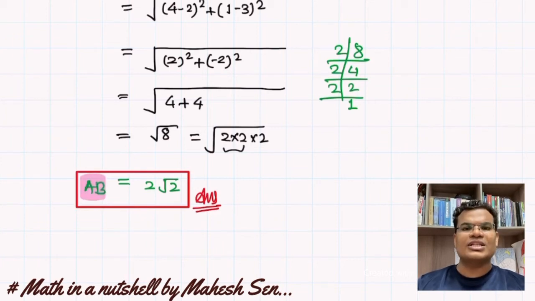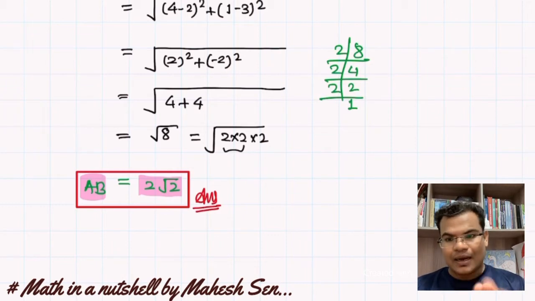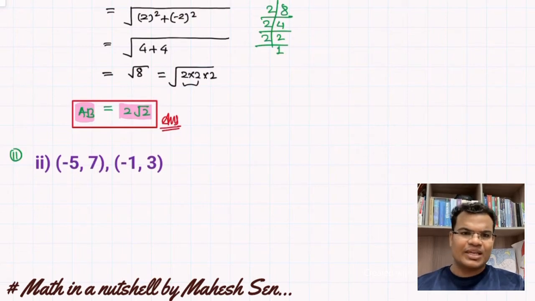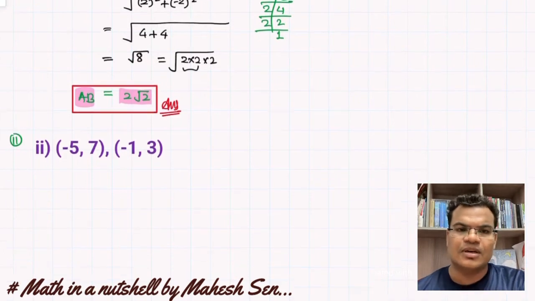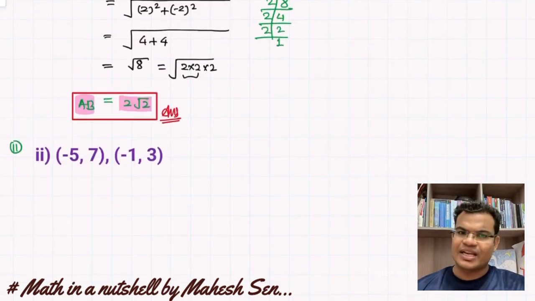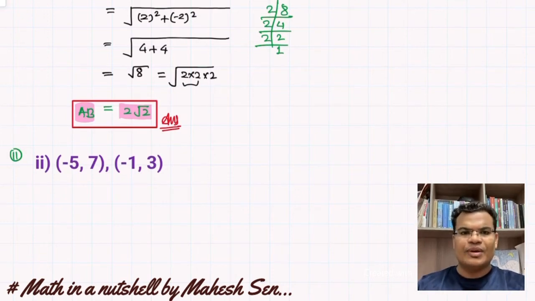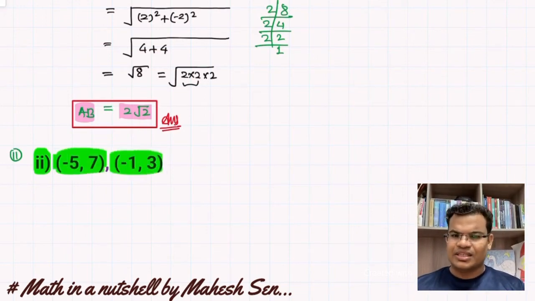Similarly, we'll go for the second answer, applying the distance formula. Come to the next one, the second part, where we can see (minus 5, 7) and (minus 1, 3). Again you can take these as points A and B, and we'll find the distance between these two points, or you can write them as P and Q.